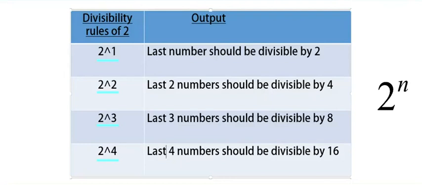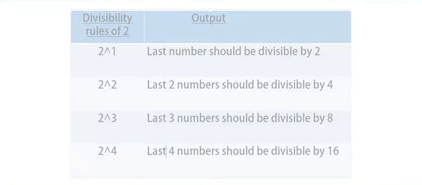For example, 2 power 5 is 32. If I ask you to find out the divisibility rule of 32, how many digits will you take? 2 power 5 means you will take the last 5 digits and check whether the number is divisible by 32 or not. And when do we say the number is completely divisible? Only if the remainder is 0.